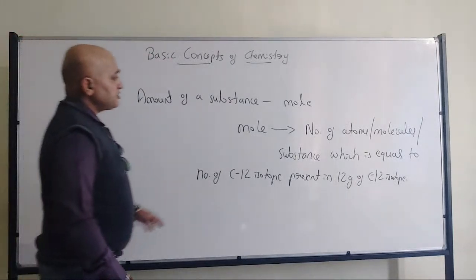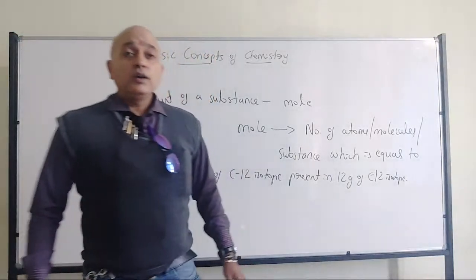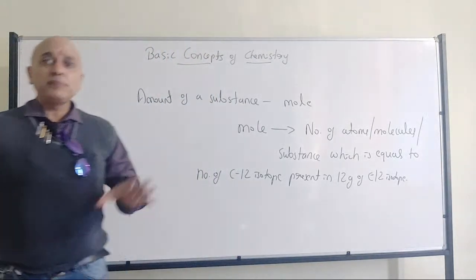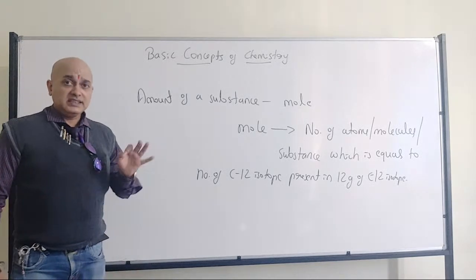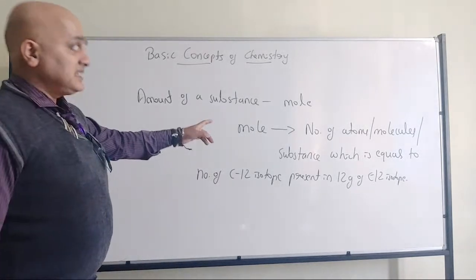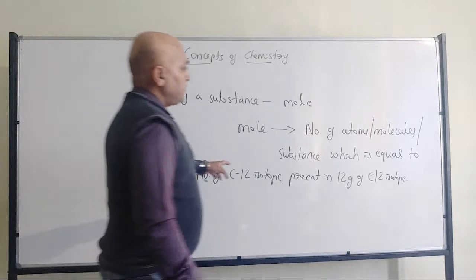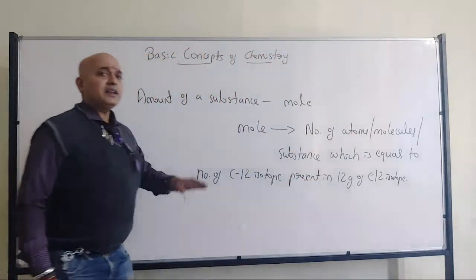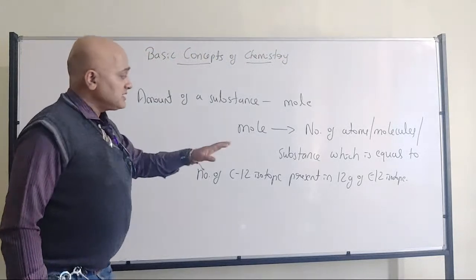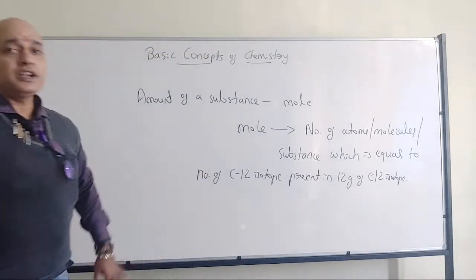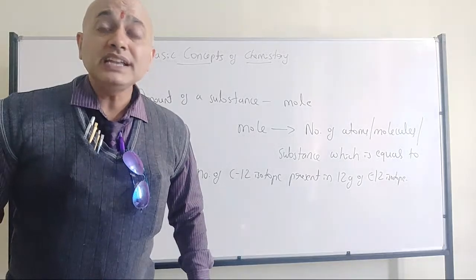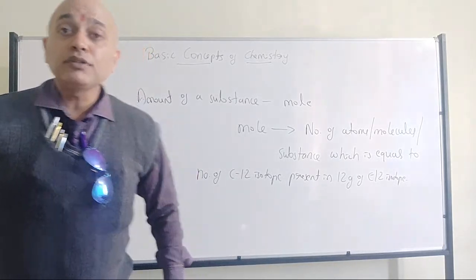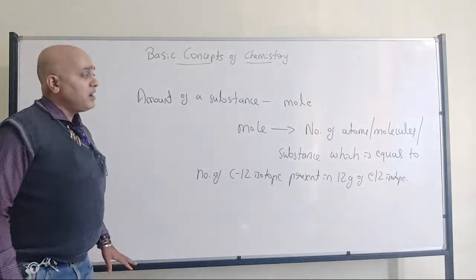What is my point? All of you have understood? So what is a mole? Mole is a number of substance. It's a number. It's not a mass. It's a number. So what is that number? That number is nothing but the number of atoms or molecules or any substance which is equal to the number of carbon 12 isotopes present in 12 gram of carbon 12 isotope.